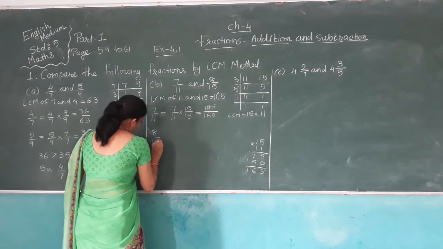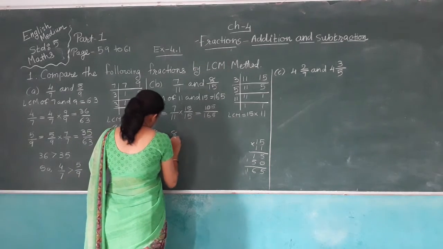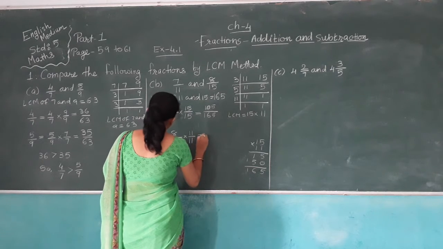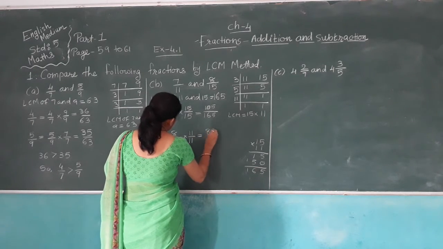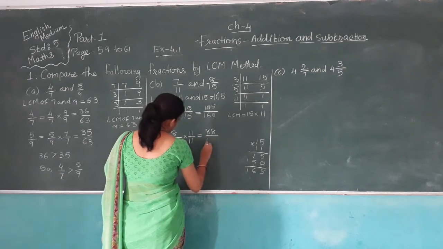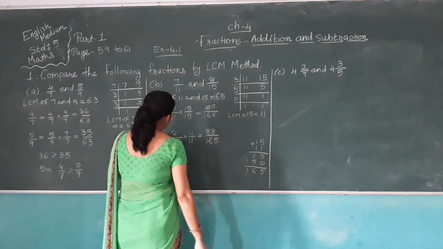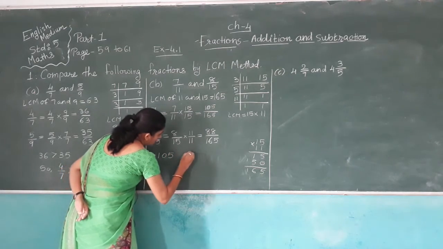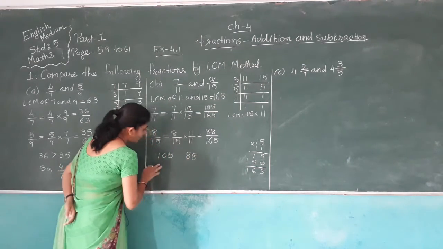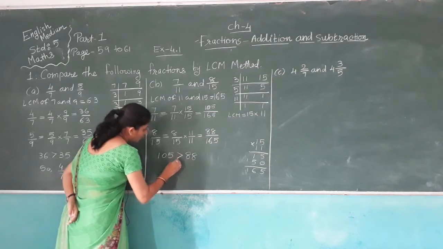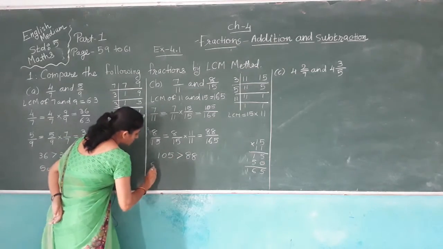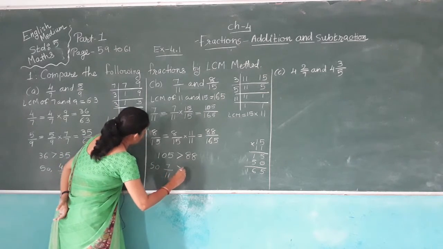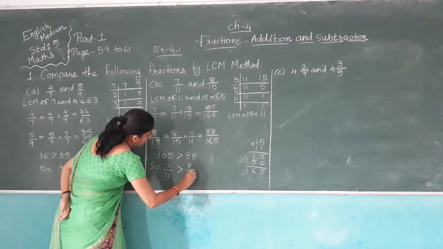8 out of 15 is equal to 8 out of 15 multiplied by 11 out of 11. 11 eights are 88 and 15 elevens are 165. Now check both numerators. Here 105 and here 88. In both, 105 is greater, that means you keep the greater than symbol. So 7 out of 11 is greater than 8 out of 15.